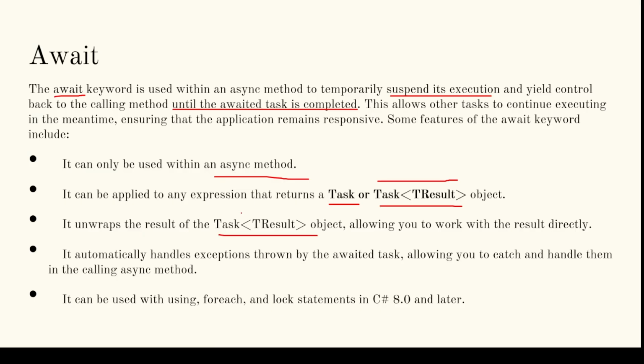Next point is it automatically handles the exceptions thrown by the awaited task, allowing you to catch and handle them in the calling async method. Await keyword can be used when you are working with using keyword, when you are working with for each loops, when you are working with lock statements, and that is possible after C# 8.0 version.